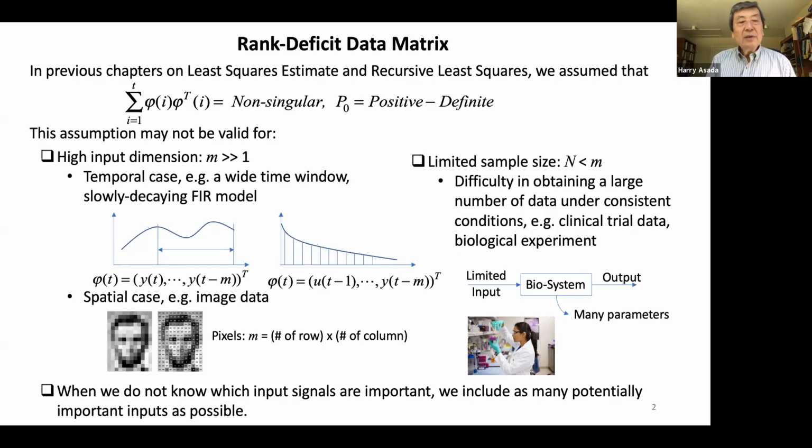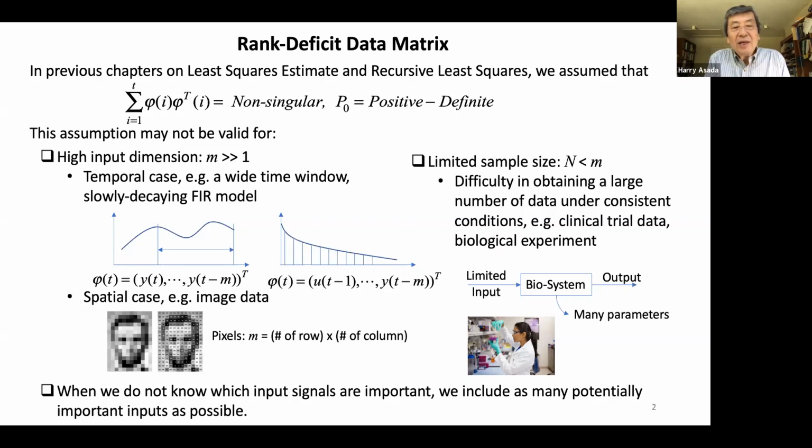And this type of assumption may not be the case if we deal with the extremely high dimensional space. M is the dimension of the space, and that's actually the dimension of the regressor phi. And M is much larger, okay? Maybe many hundreds and thousands. Now, there are a few cases where we deal with the high dimensional input space.